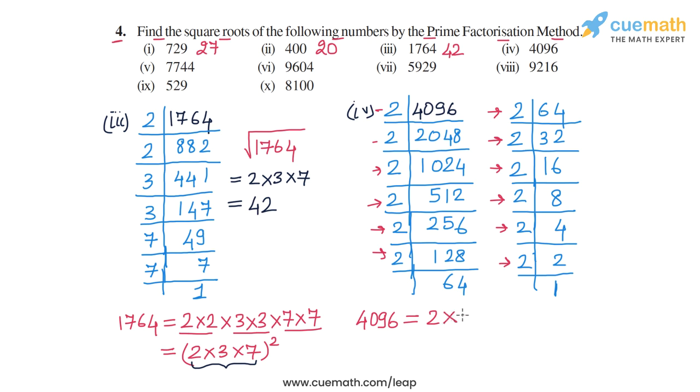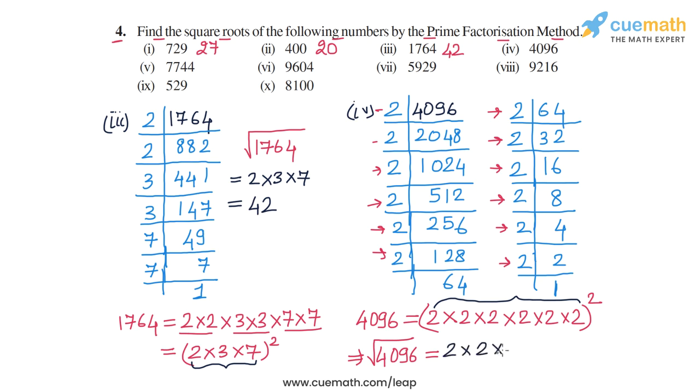So I can write 4096 as 2 into 2 into 2 into 2 into 2 into 2, 6 times, and then take the square of this. So this is how I can write 4096, and this basically means that the square root of 4096 will be the term inside this bracket. So 2 multiplied by itself 6 times, that's 2 raised to the power 6, and this will be equal to 64. So the square root of 4096 is 64.